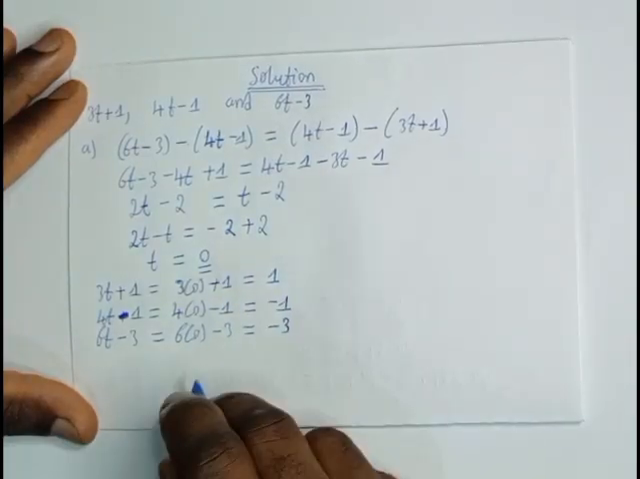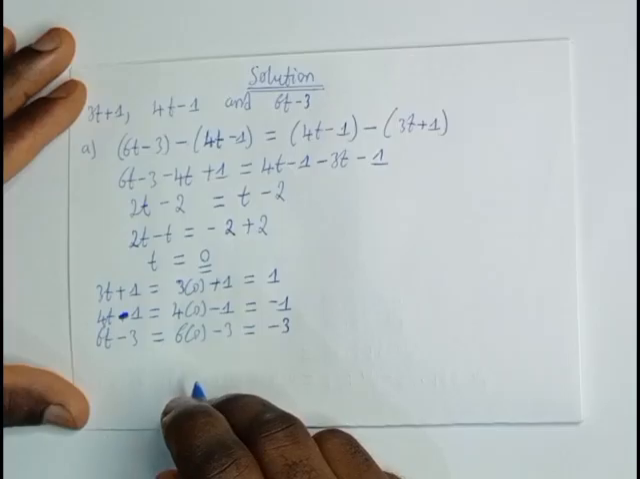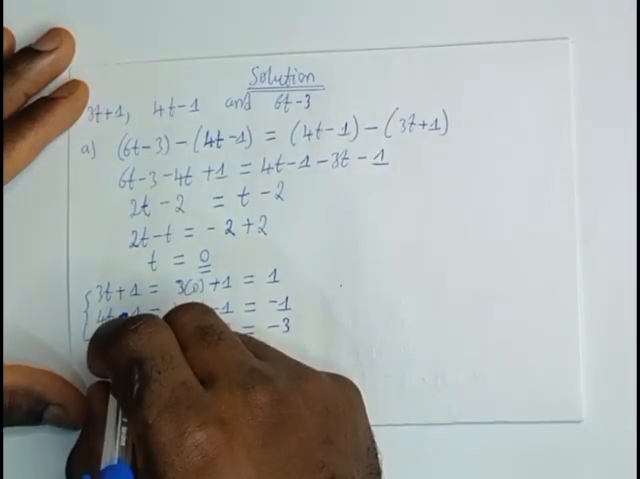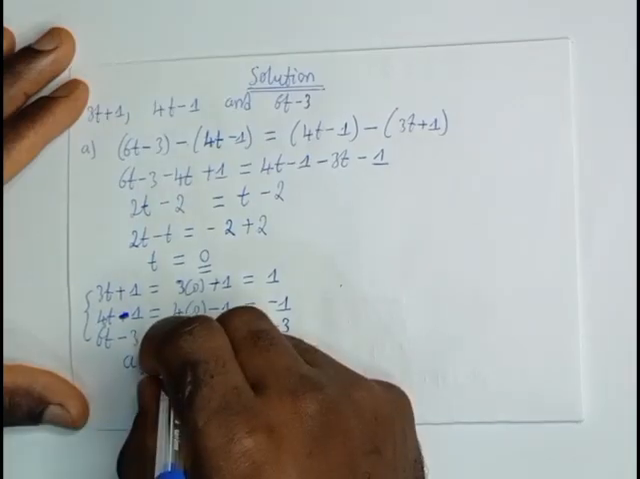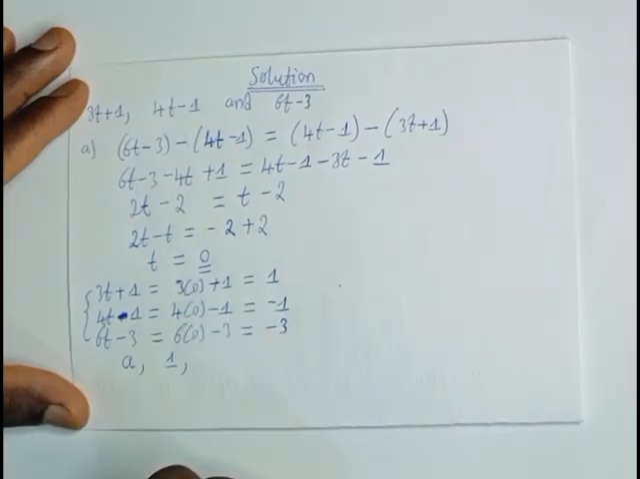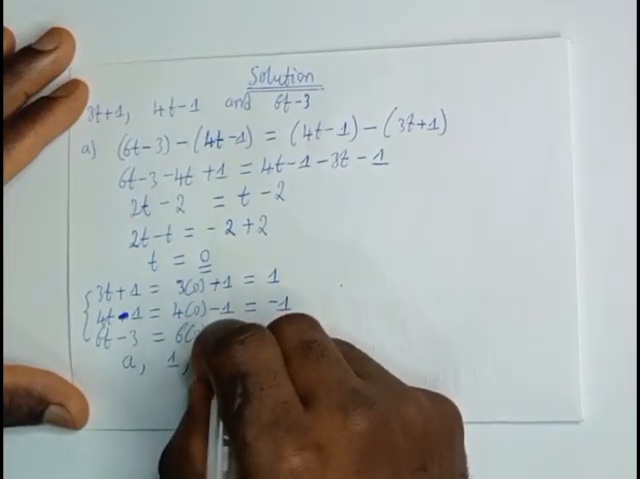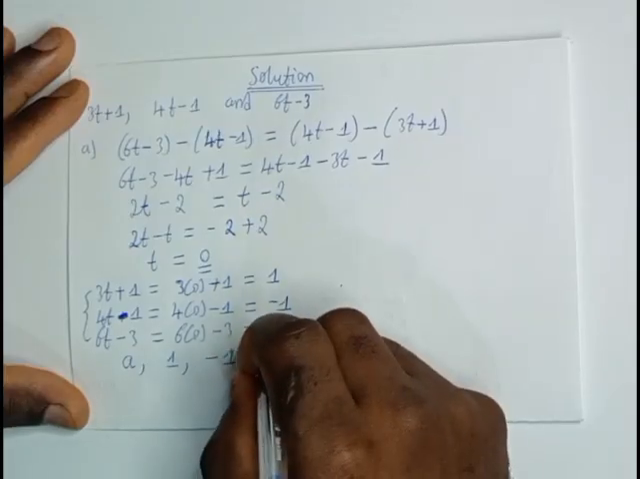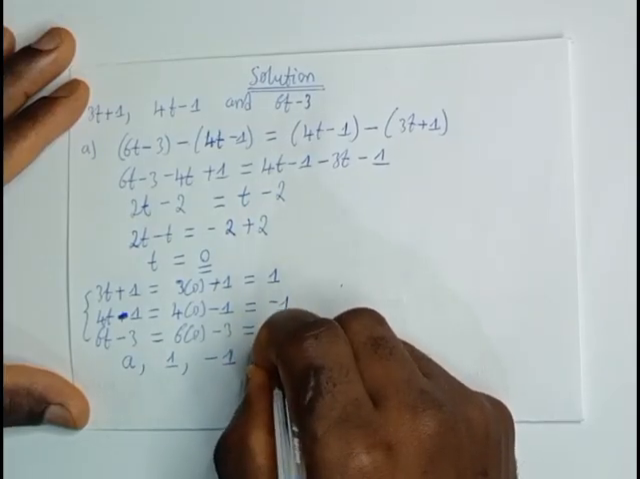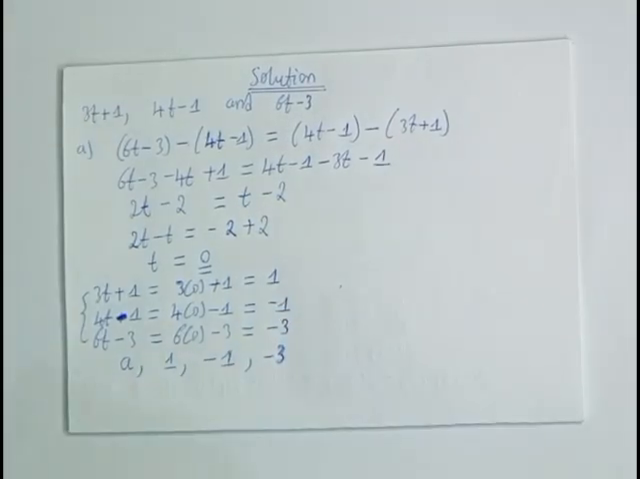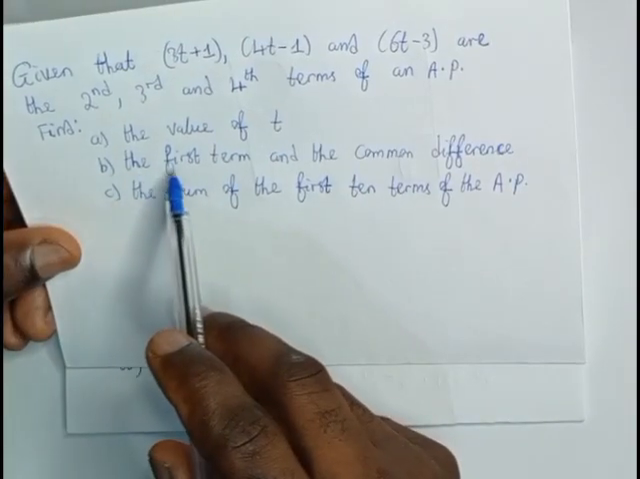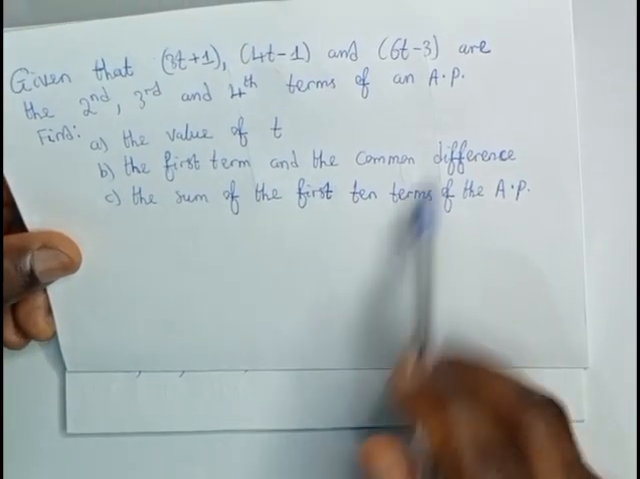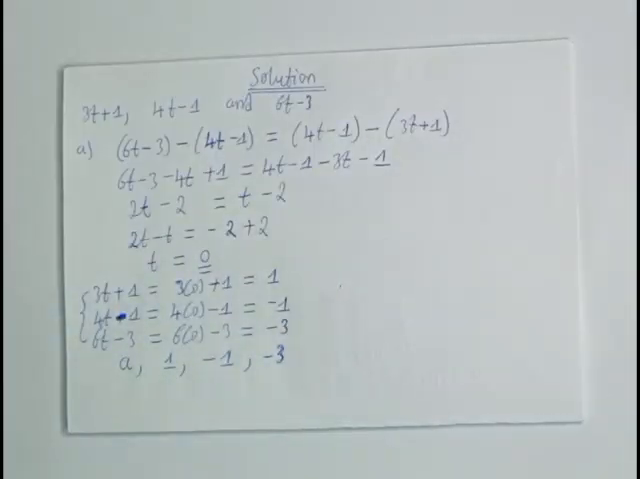The terms of this our AP, we have the first term. We are going to denote the first term by A. We have the second term as 1. We have the third term as negative 1, and the fourth term as negative 3. We move now to question B. Question B is asking us to find the first term and the common difference.